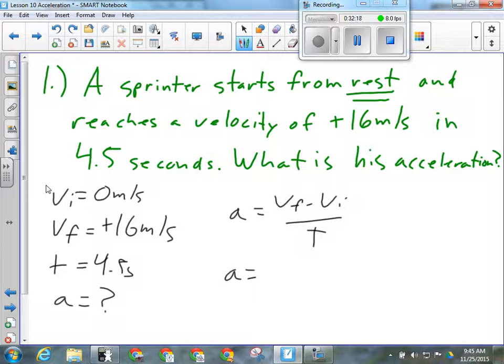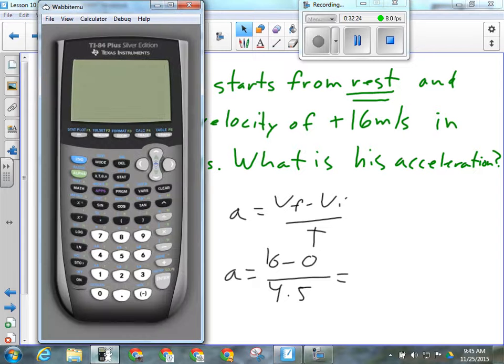So now all I have to do is plug in my numbers. vf is going to be 16 minus 0 over 4.5. So 16 divided by 4.5. All right, 3.56. Actually, let's say 3.6 meters per second squared.